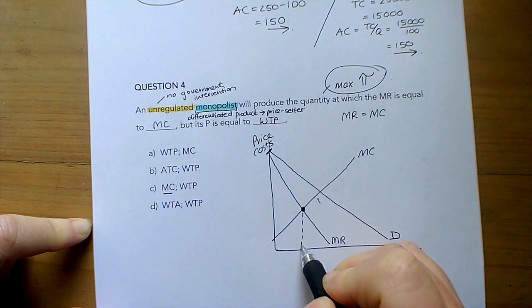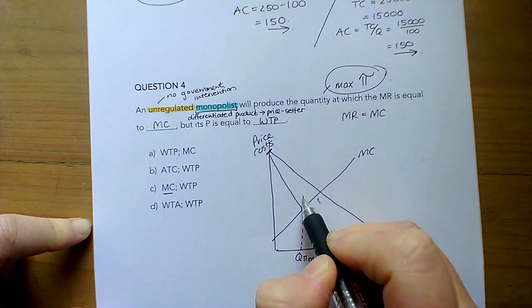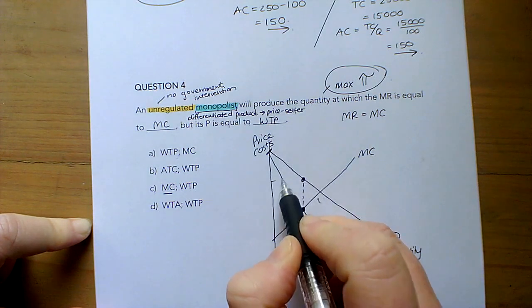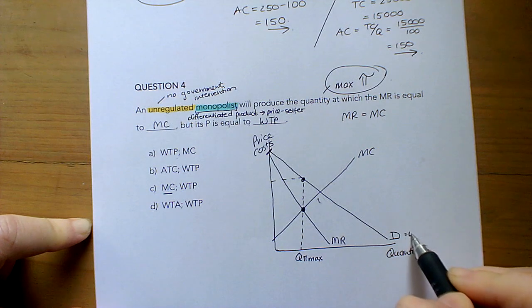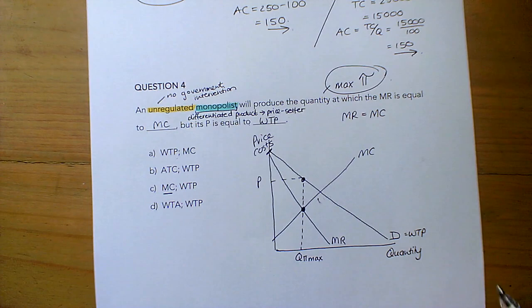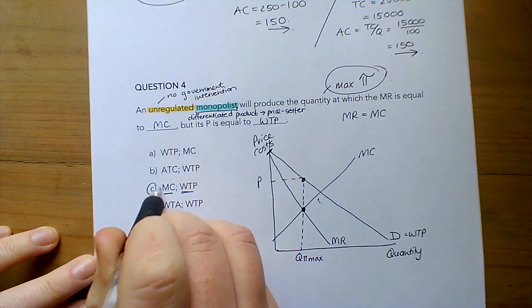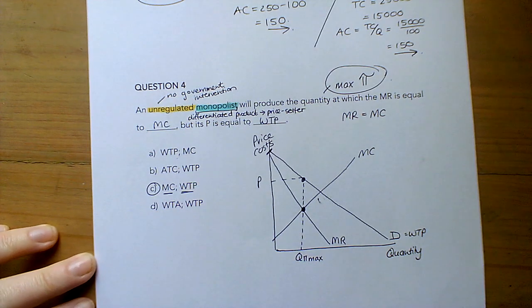They choose to produce the quantity where MR equals MC because that's the quantity that maximizes profit. They then are able to choose the maximum price that their consumers are willing to pay for this quantity. And that's how we end up stating that price is equal to willingness to pay. And so the answer here is C.